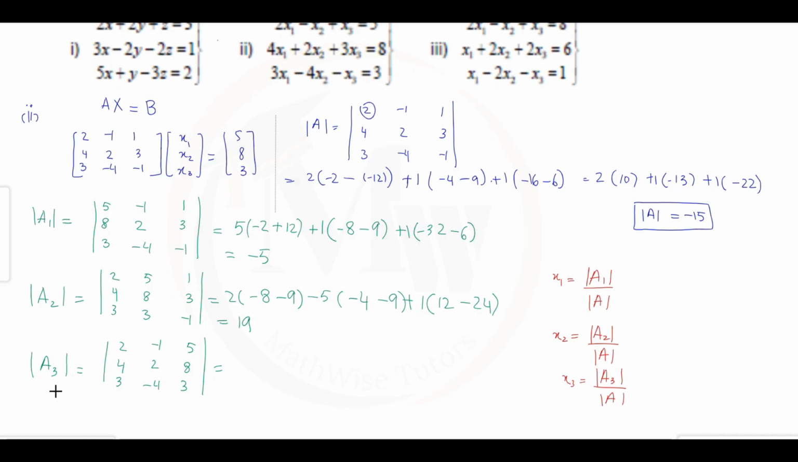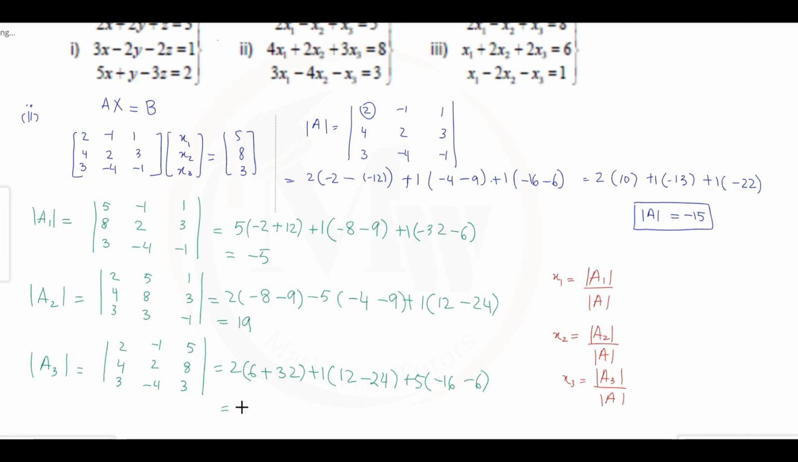Same, we can find the determinant of A3. Fix the first one and multiply these: 6 plus 32, plus 1 times 12 minus 24, and plus 5 times minus 16 minus 6.